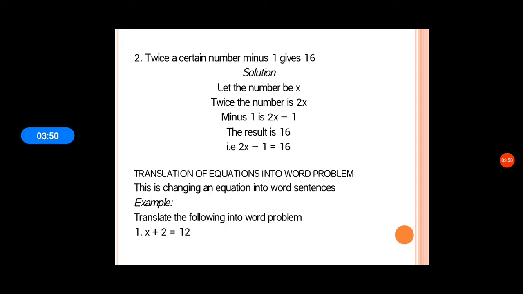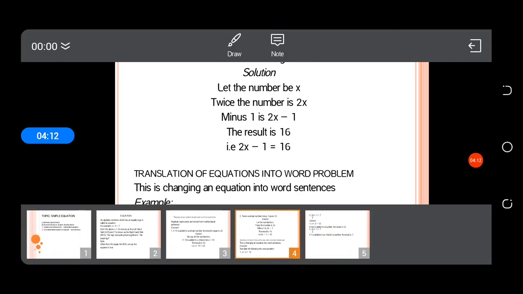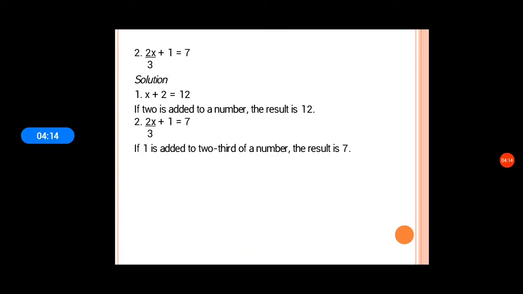Translation of equations into word problems. It is the reversal of the first one we just finished explaining. This is changing an equation into word sentences. Example. Translate the following into word problems. Number 1, x plus 2 equals 12. And number 2, 2x divided by 3 plus 1 equals 7.